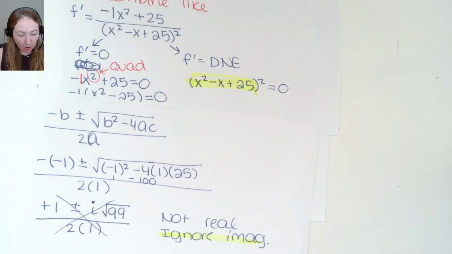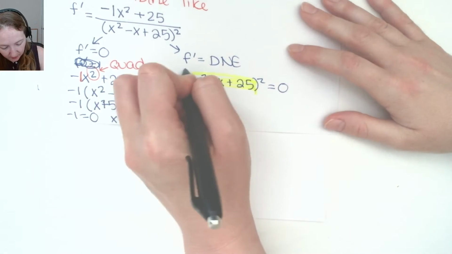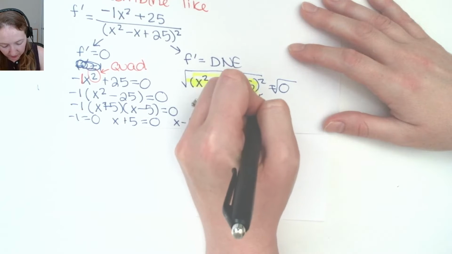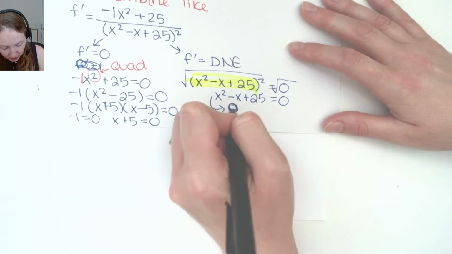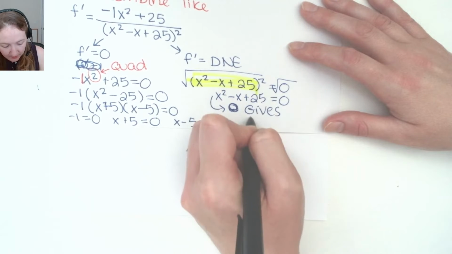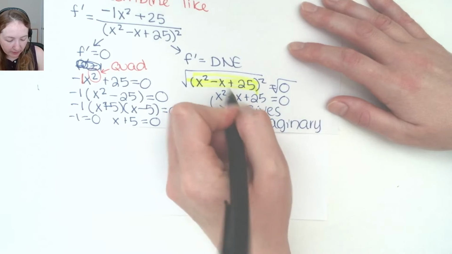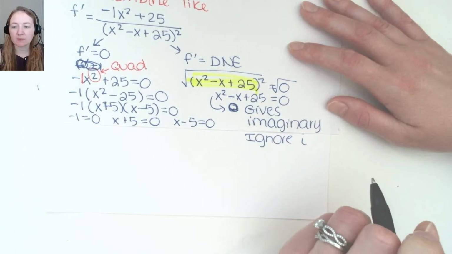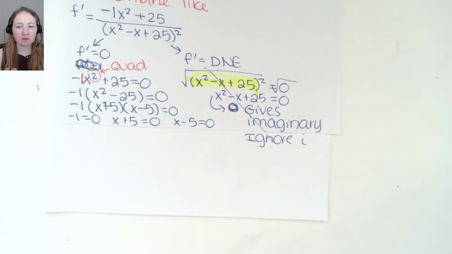So if you did already work through the domain, you know that when you take the square root of both sides, you get x squared minus x plus 25 equal to 0. And that gives imaginary solutions. And so because it gives imaginary solutions, we are going to ignore those imaginary solutions. So that basically tells us that it's not going to be contributing any critical numbers.